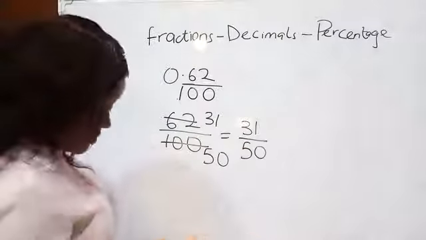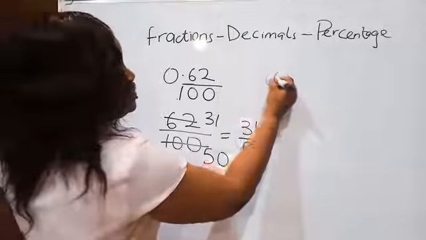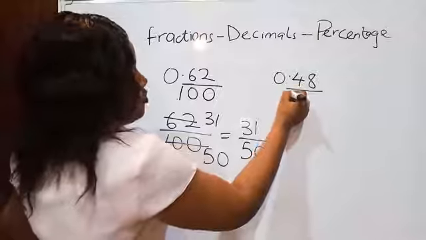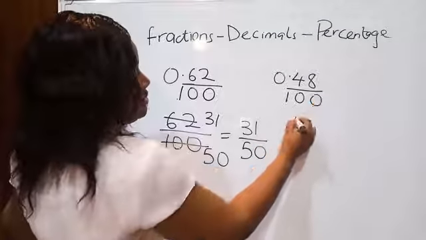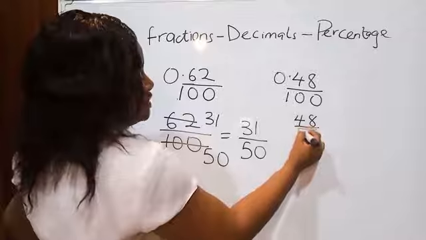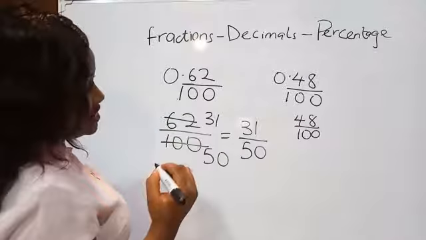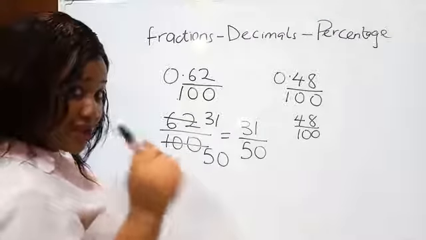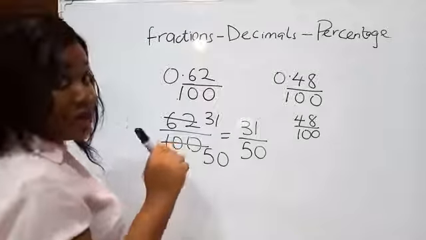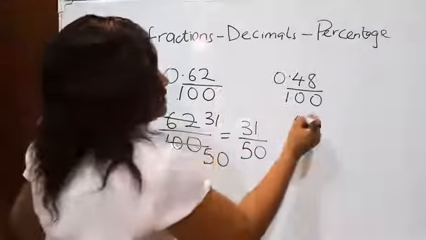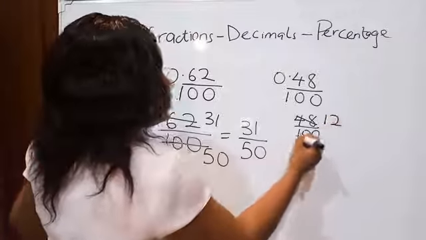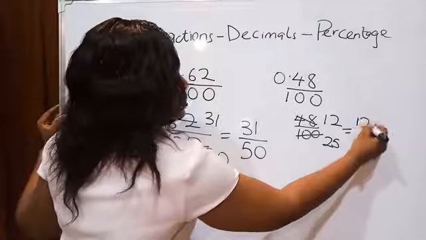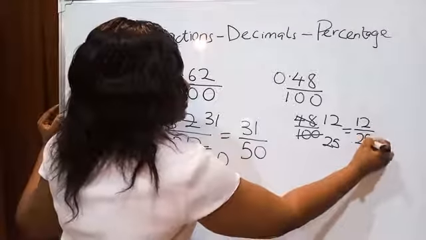Easy, isn't it? Let's see 0.48. Same thing. So we have 48 over 100. And the highest common factor is 4. You should know this by now. So divide both numerator and denominator by 4. 48 divided by 4 gives us 12. 100 divided by 4 gives us 25. So we have 12 over 25.